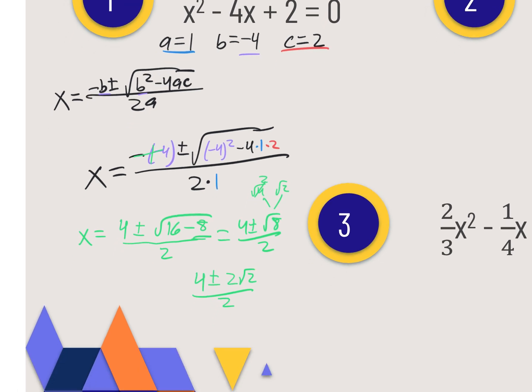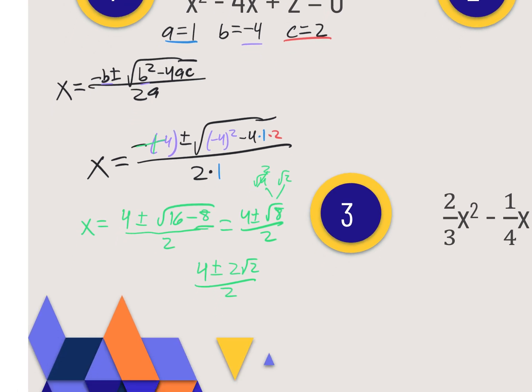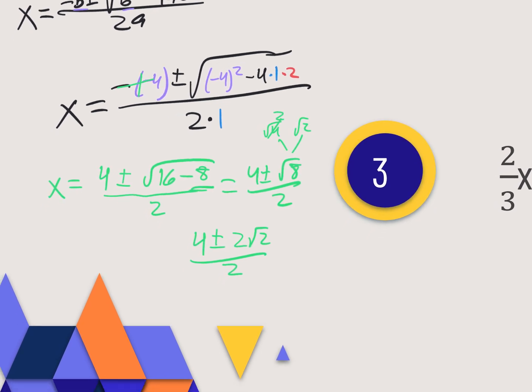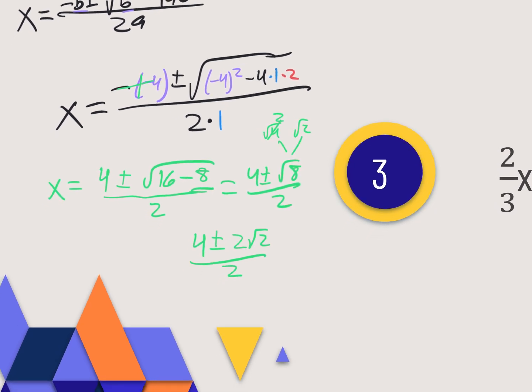All right, and now we want to simplify a little bit further. You might want to leave it here, but if you remember from our radicals section, we can treat this radical like a variable, right? So between 4 and 2 square root of 2, do they share a common factor?